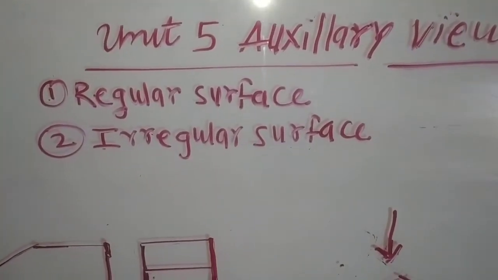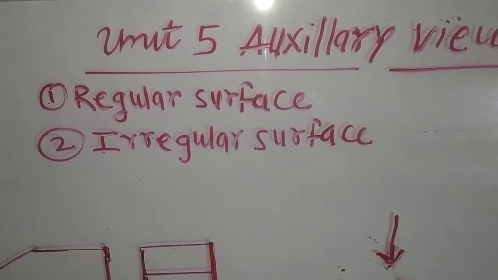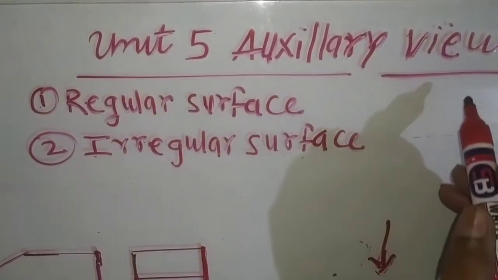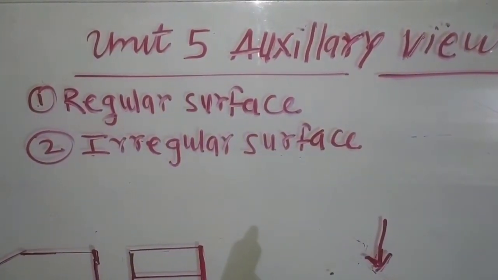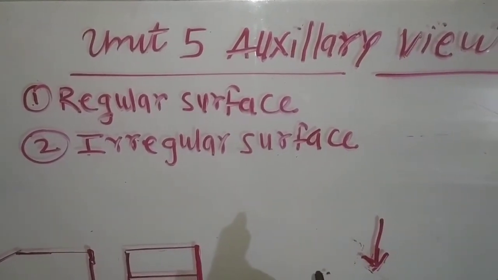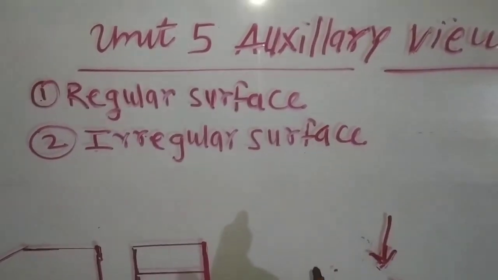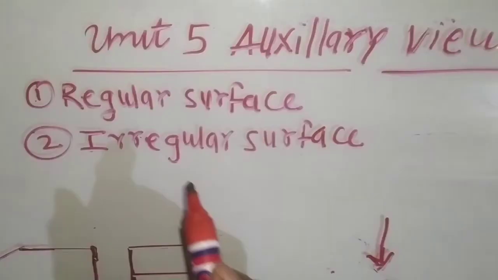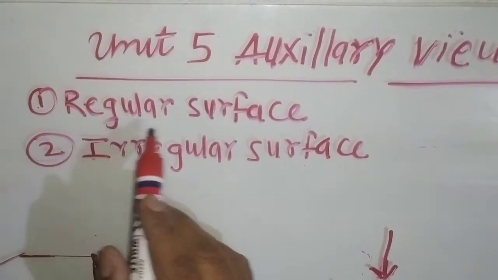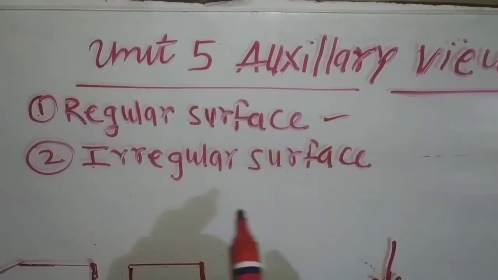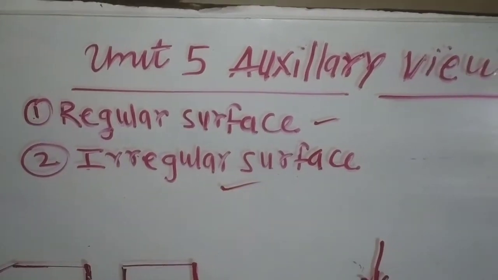Today we will start with unit 5, in which the second part is the auxiliary view. We already studied the missing view. Now we will study the auxiliary view. Before studying the auxiliary view, let us have a review. What is the regular surface of the object? What is the irregular surface of the object?